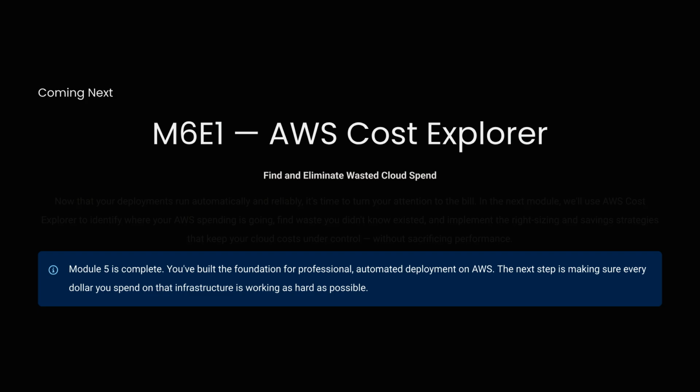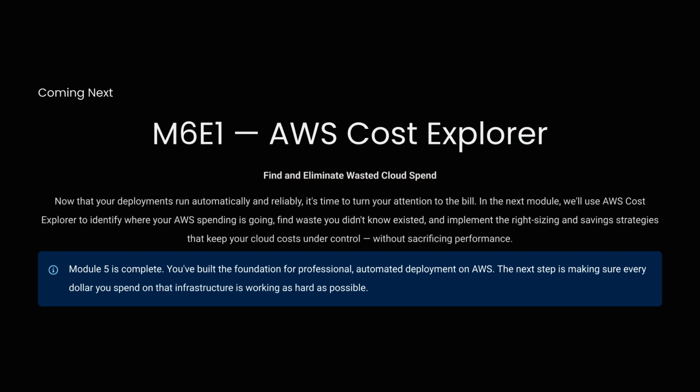Coming up next is Module 6, where we will use AWS Cost Explorer to find and eliminate wasted cloud spend. We'll identify where your spending goes, find waste, and implement cost control strategies to keep your cloud costs down without sacrificing performance.